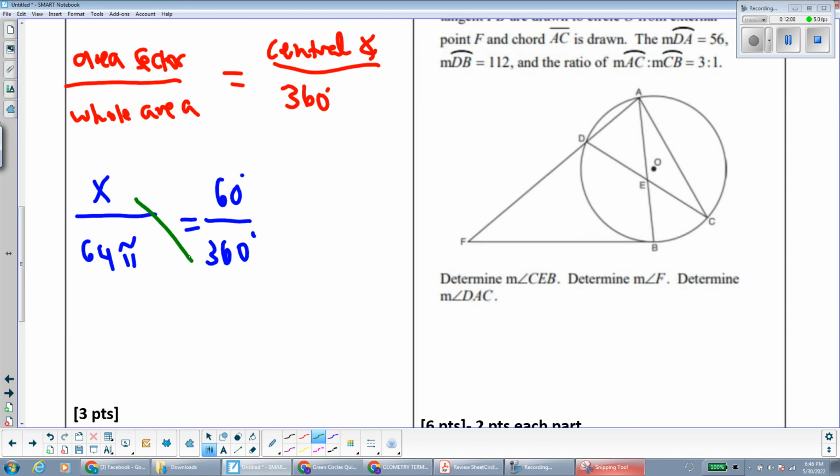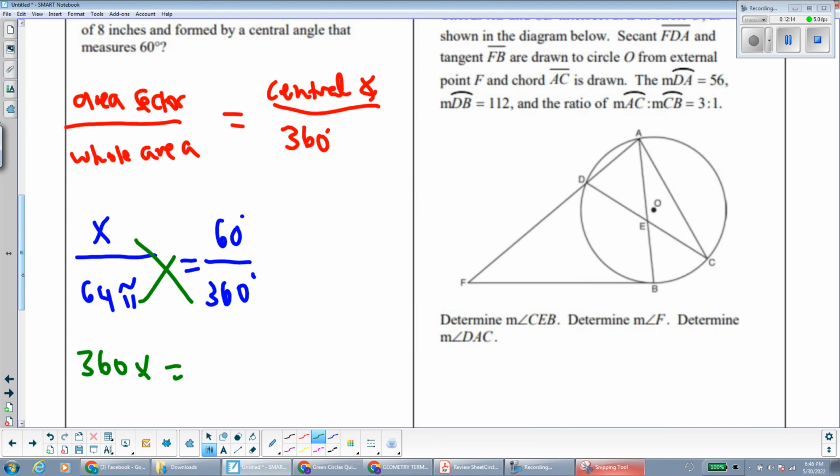From here, we can cross multiply. We have 360x is equal to 64 times 60. Let me do that on my calculator. I got 3840 pi. Remember that pi, when we multiply it, is still attached. The question does not say to round, so my answer is going to be in terms of pi.